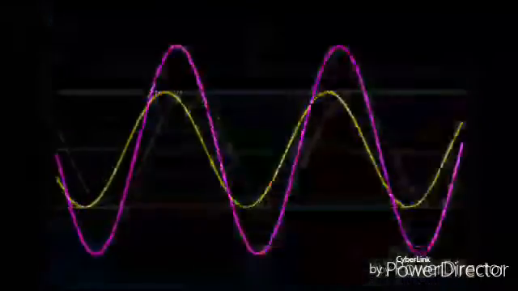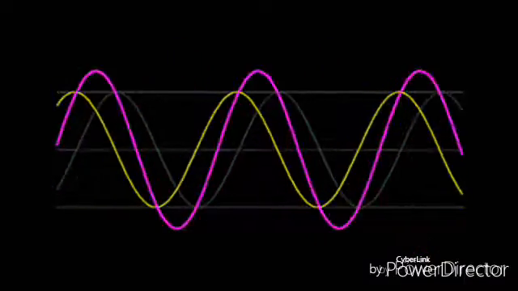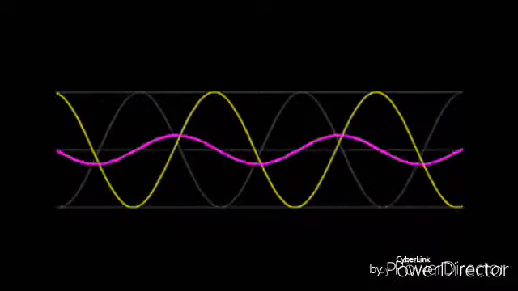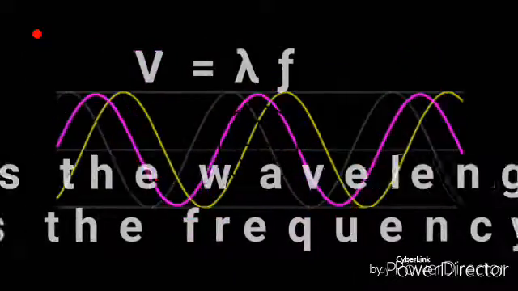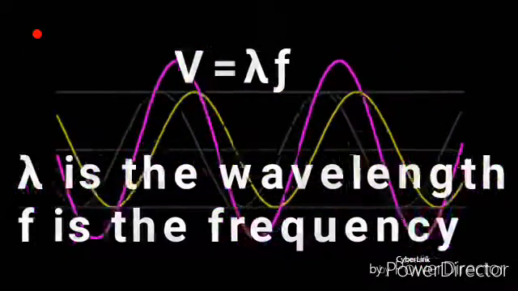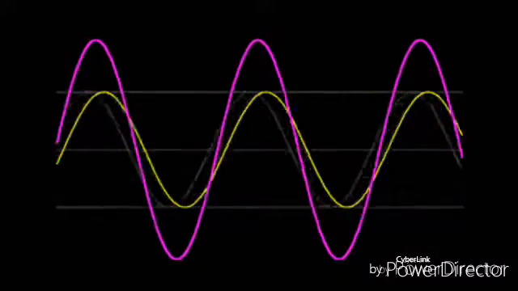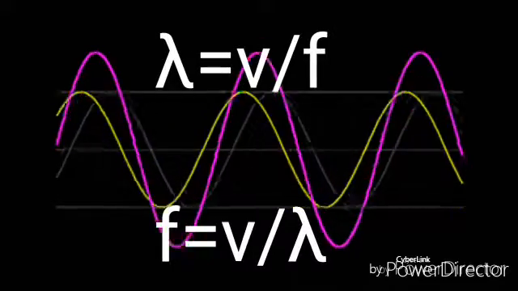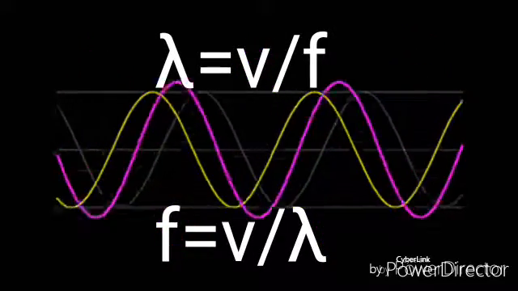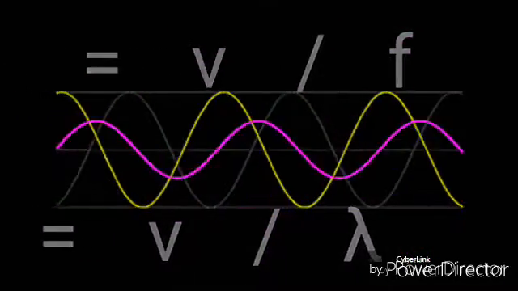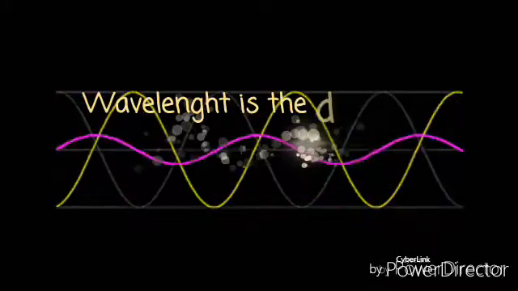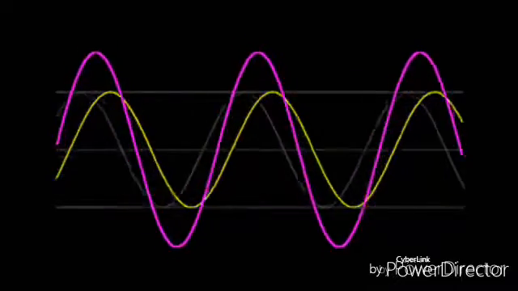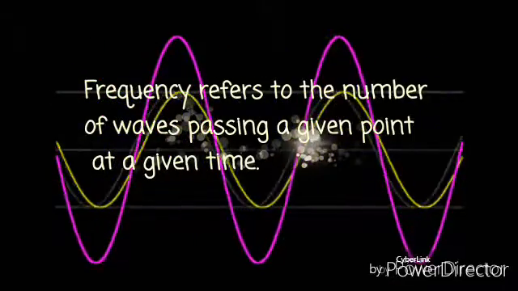Just like light, the speed of sound can be calculated using the basic wave equation. When you're going to find the speed of sound, multiply the wavelength and the frequency. When we manipulate the formula, wavelength is equal to speed of sound over frequency, and frequency is equal to speed of sound over wavelength. Wavelength is the distance between two corresponding points on a wave train. Frequency refers to the number of waves passing a given point in a given time.